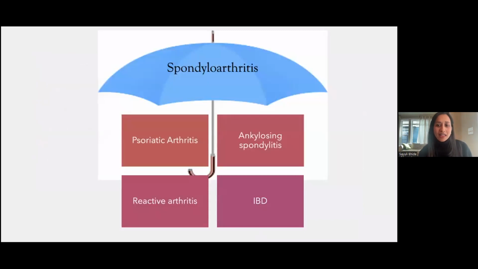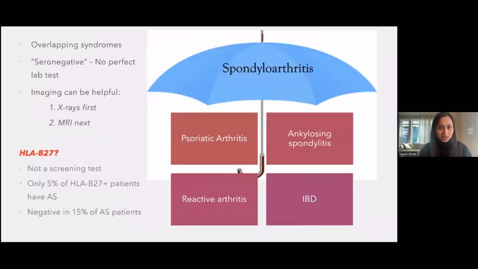All right, so the last chunk we're going to talk about is spondyloarthritis. Spondyloarthritis is really a series of overlapping syndromes, so it's not one disease. We often talk about psoriatic arthritis as a single discrete entity, but in reality, there's a lot of crossover with psoriatic arthritis, ankylosing spondylitis, and IBD.